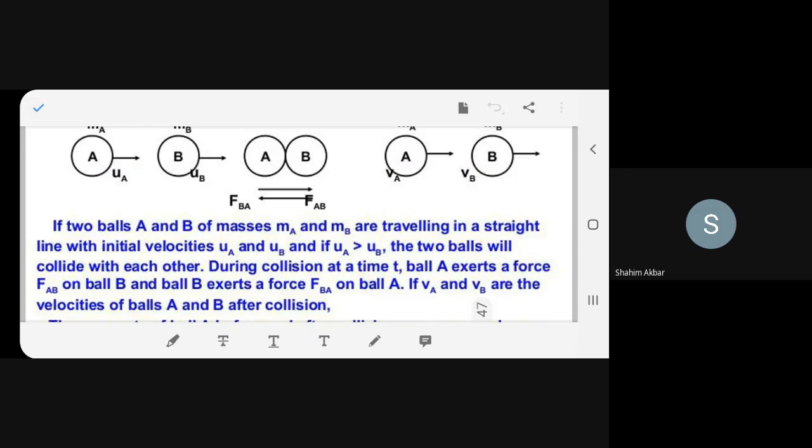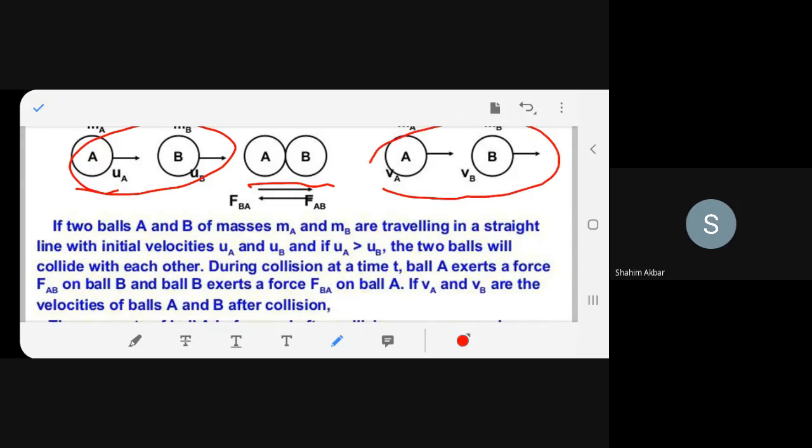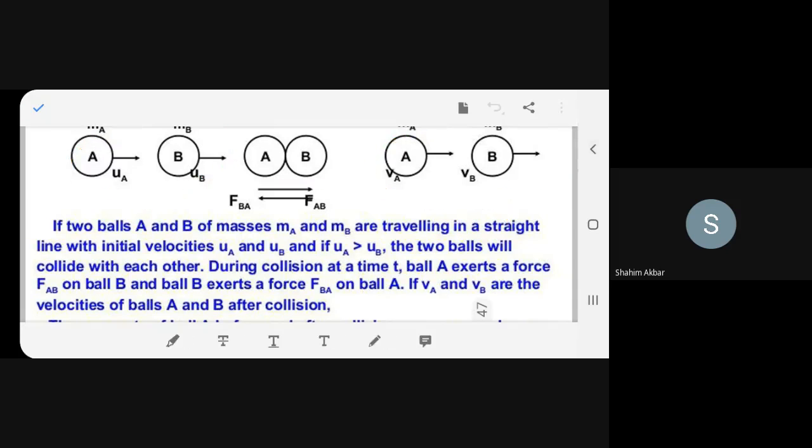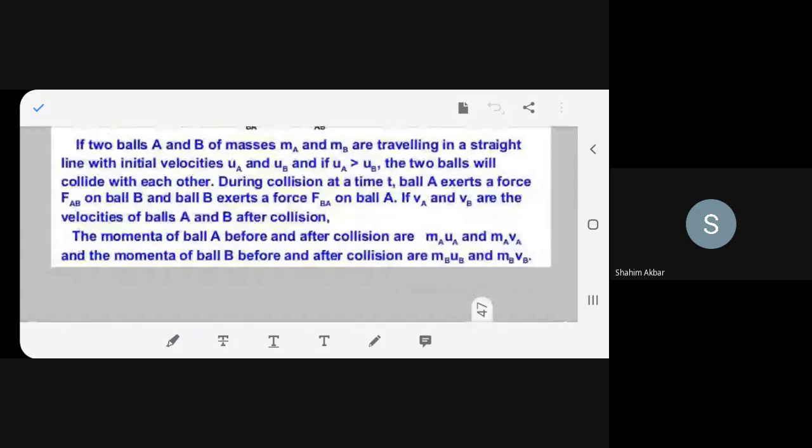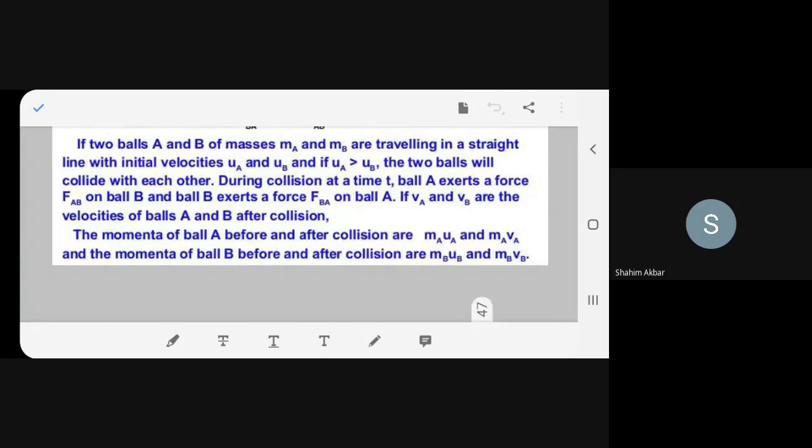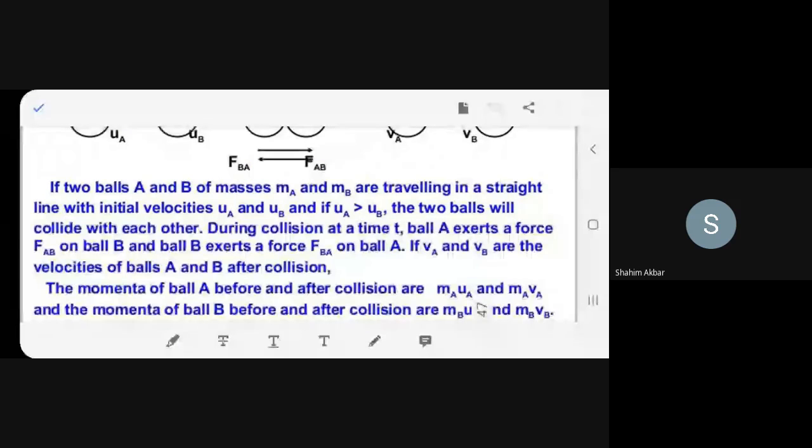Okay, this much have you understood? This one is before collision, this is collision, this is after collision. Now we have to find out the momenta before collision and the momenta after collision. You understand now? This is what we are going to find out. Yes, please read.